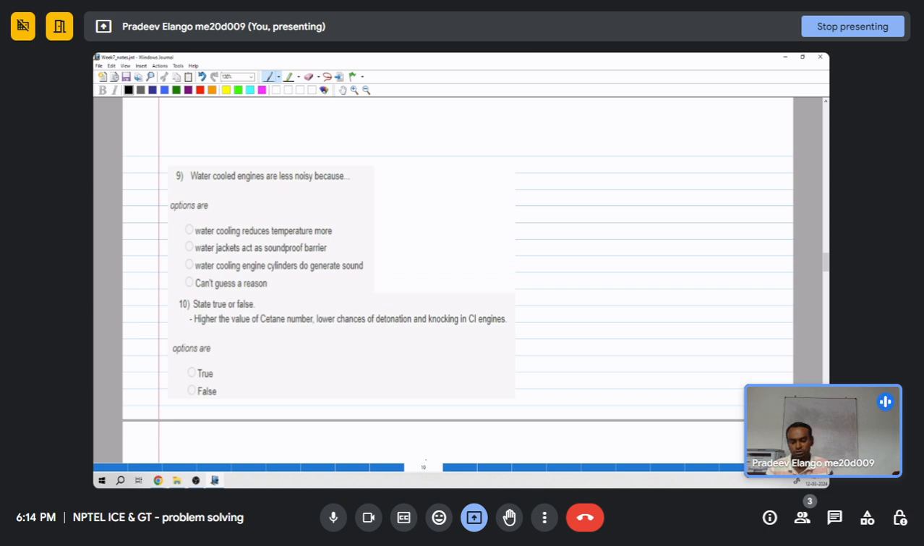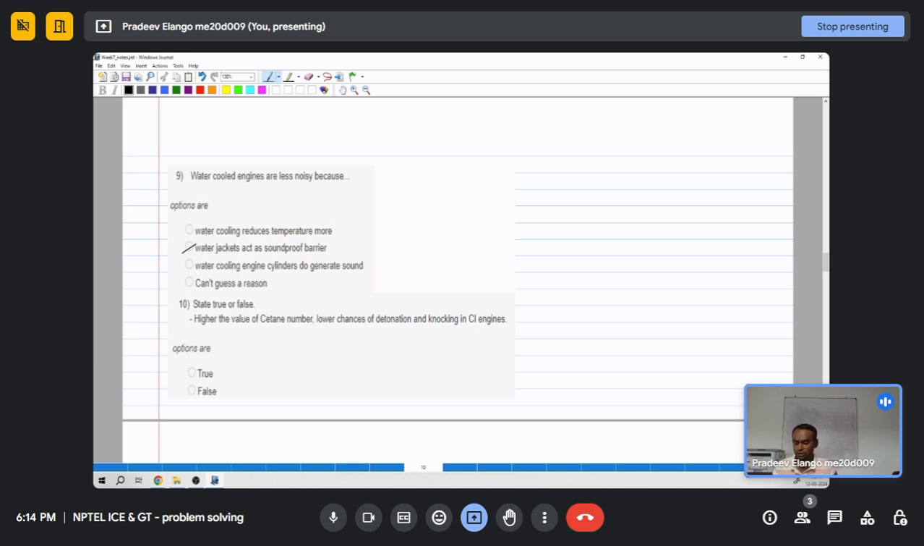Water cooled engines are less noisy because: water cooling reduces temperature more, water jackets act as a soundproof barrier, water cooled engines do generate some noise. So the answer is water jackets will act as a soundproof barrier.